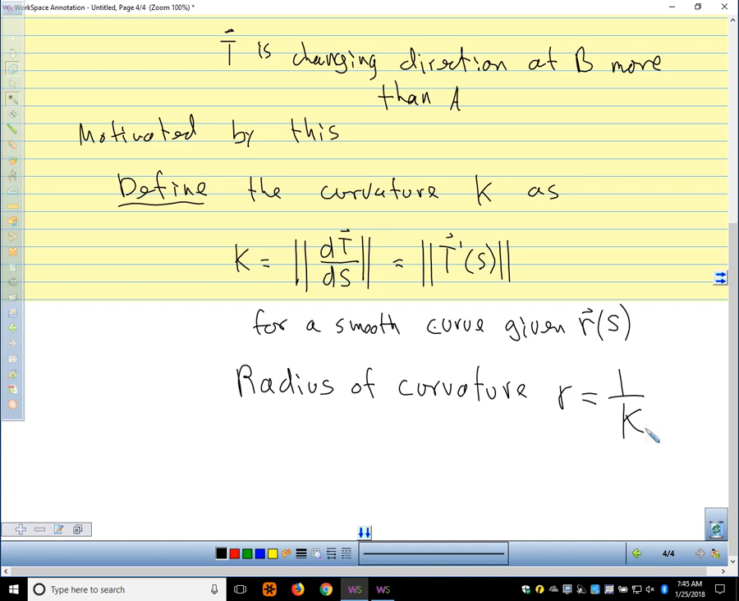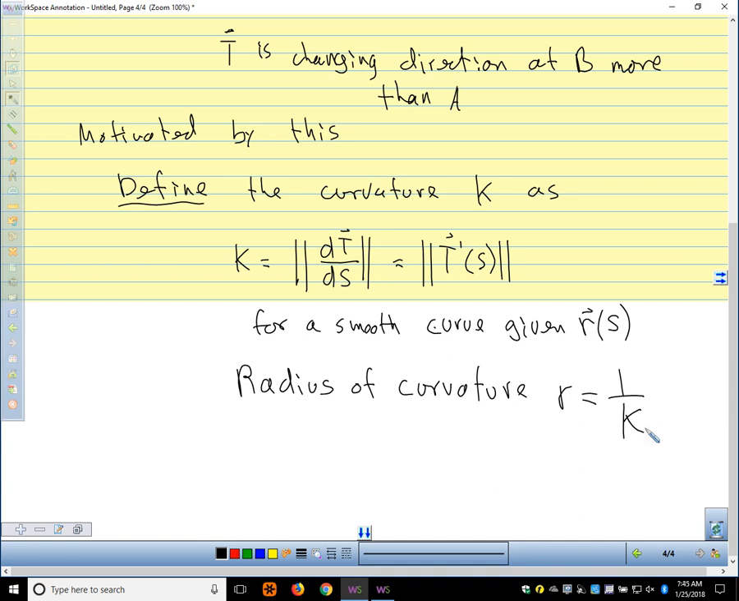So the curvature of a curve is the rate of change of the unit tangent vector with respect to arc length. Now, in general, parameterizing a curve in terms of arc length is not easy.